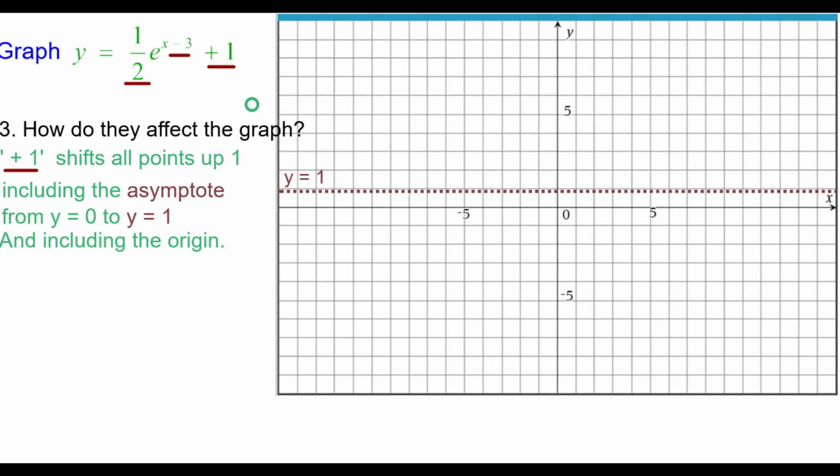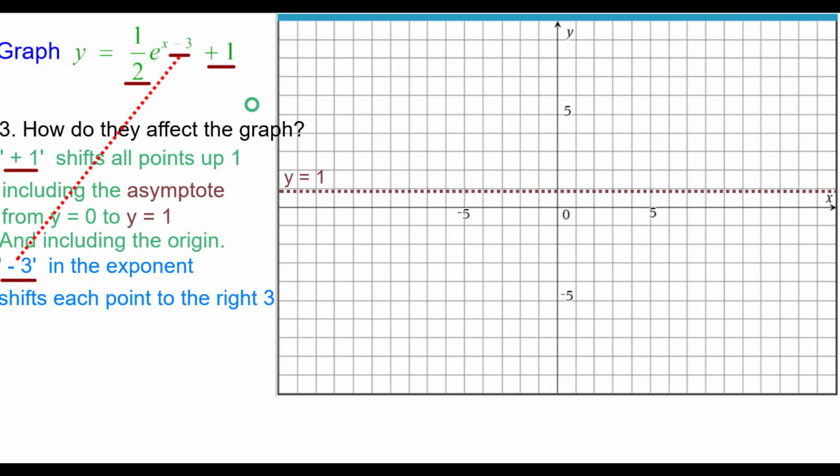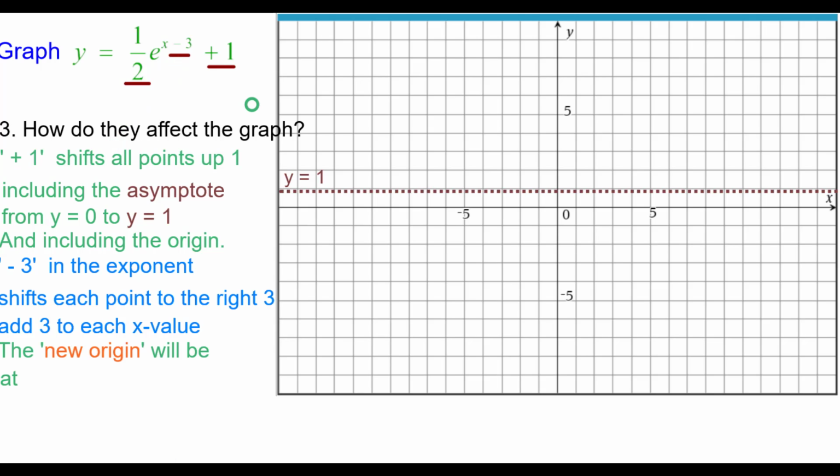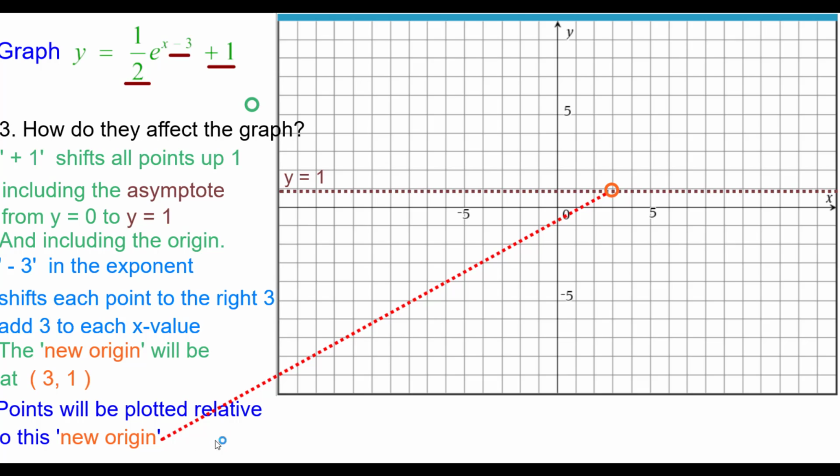Also, it affects what we call the new origin. The minus 3 in the exponent shifts each point to the right 3. That means we have to add 3 to each x value to shift it to the right. So the new origin will be at 3, because we're shifting to the right 3, comma 1, shifting everything up 1. So let's go ahead and plot 3, comma 1. And all of our points will be plotted relative to this new origin.